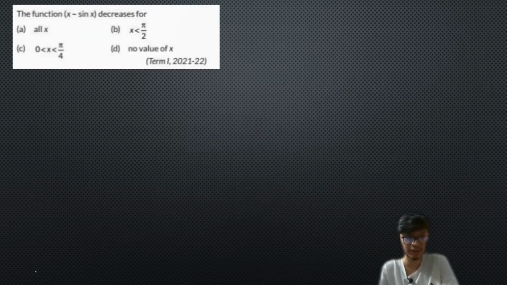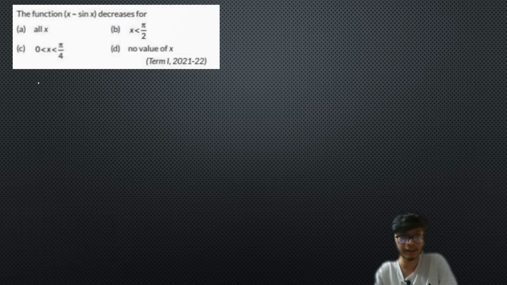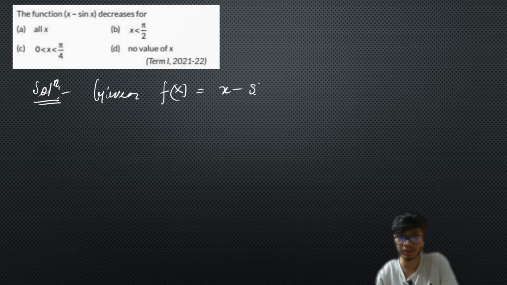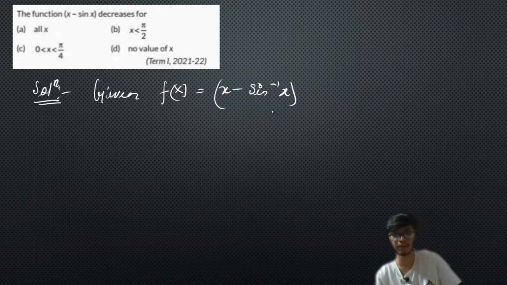The next problem is a question on the increasing and decreasing nature of a function. How do we solve this problem? You write the given function: f of x is given as x minus sine inverse of x. We have to find the interval of x for which we have a decreasing function.